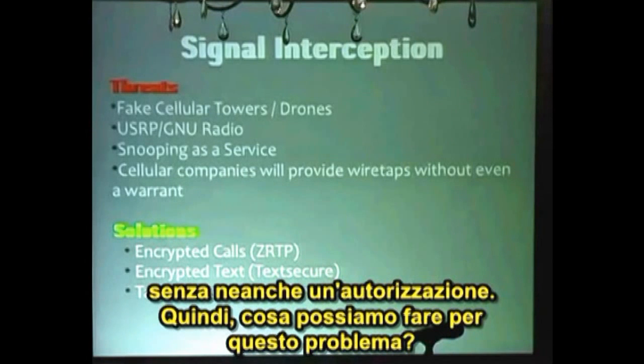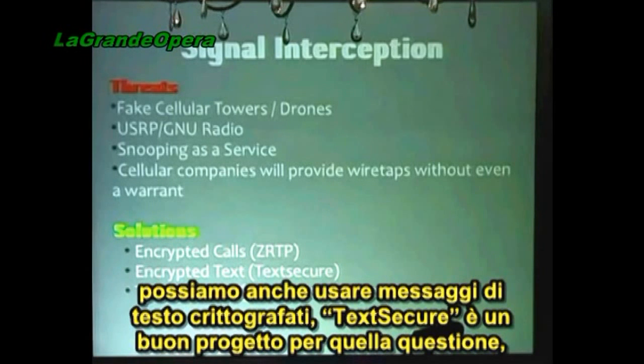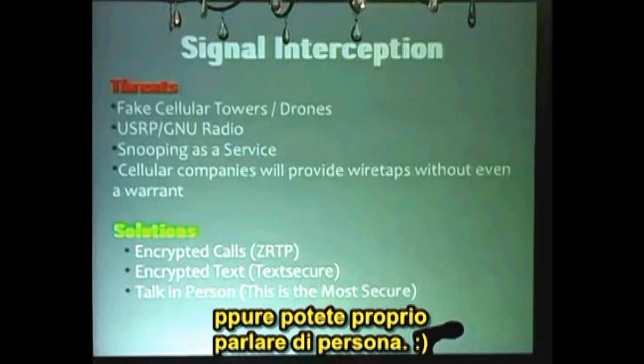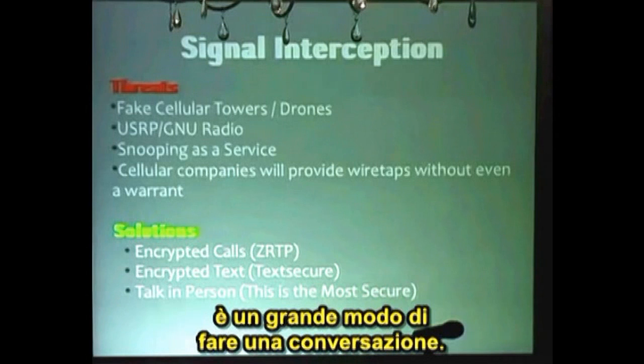So what can we do about this? One thing we can do is make encrypted phone calls using encrypted voice over IP or the ZRTP protocol. We can also use encrypted text messages. TextSecure is a good project for that. Or you can just talk in person. Leave your phone at home, leave it on, turn on the shower, and go for a walk. That's a great way to have a conversation.